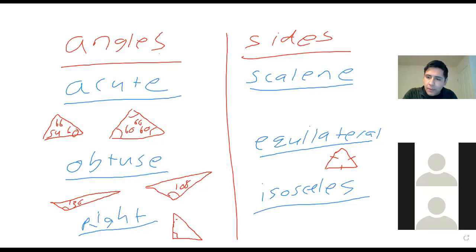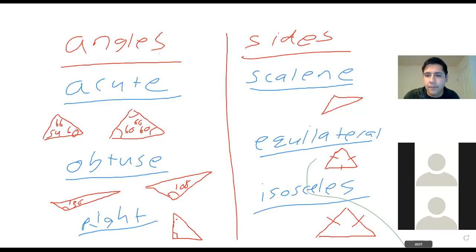Now a triangle that is isosceles has 2 sides that are the same, but the last one could be bigger, it could be smaller, it just depends. And then finally, we have what we would call scalene, which is a triangle that has no equal sides. None of the sides should be the same. It's going to look in different ways.